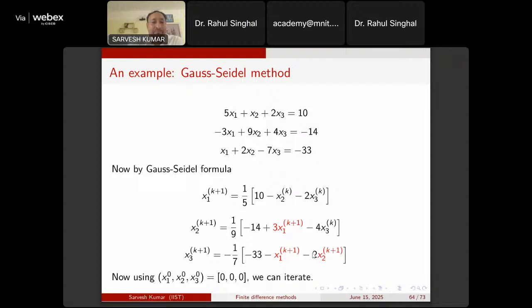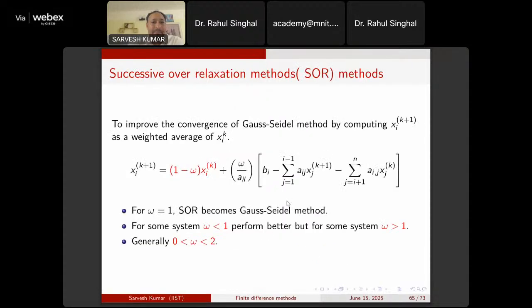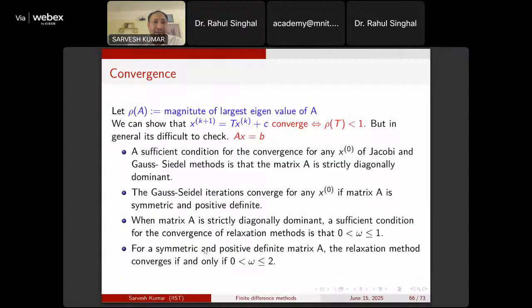We can write this in a more general fashion, that is your successive over-relaxation method, right? If you take W equal to 1, you get the Gauss-Seidel method. So the question is, of course, what could be my W? For some systems, W performs better, but for some systems, it is less. In general, we take W less than 2. But what about the convergence? Finally, we have to worry about the convergence because it is an iterative scheme. So let's say rho is the magnitude of the largest eigenvalue, this is the spectral radius.